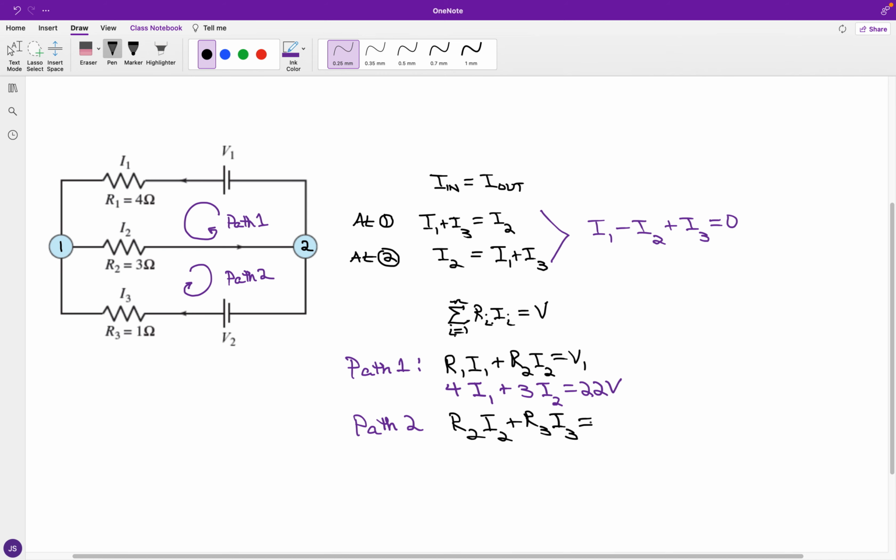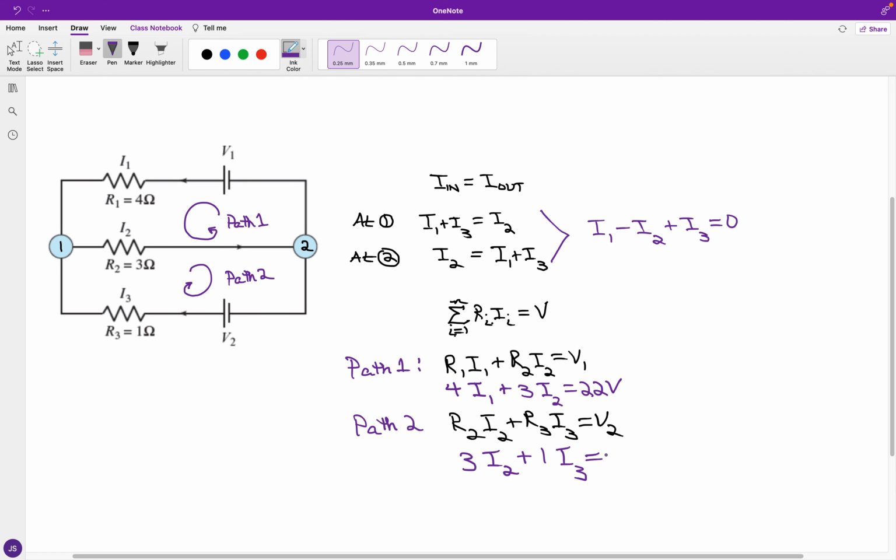And that's equal to the second voltage. Taking what we have again, R2 we have at 3, so you have 3 I of 2. R3 we have at 1, so you have plus I of 3. And the second voltage measurement, again, we have at 23. Okay, so just gathering what we have here for our equation.